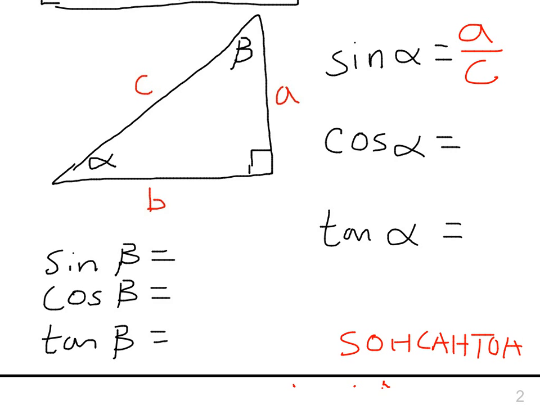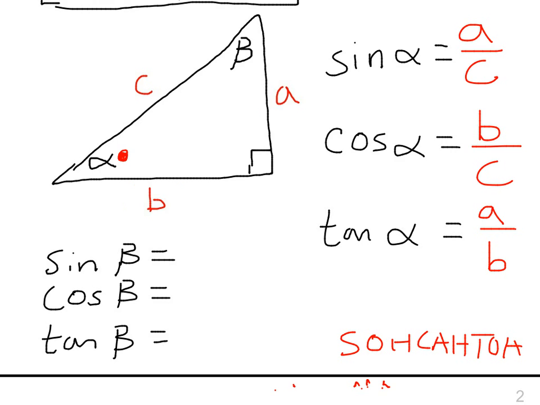Okay, so that's sine. Cosine. So cosine alpha, again, we're relative to this angle. So the cosine is going to be the adjacent over the hypotenuse. So B over C. And lastly, the tangent. Again, we're going from this angle. Tangent is going to be the opposite over the adjacent. So we're going to have A over B.